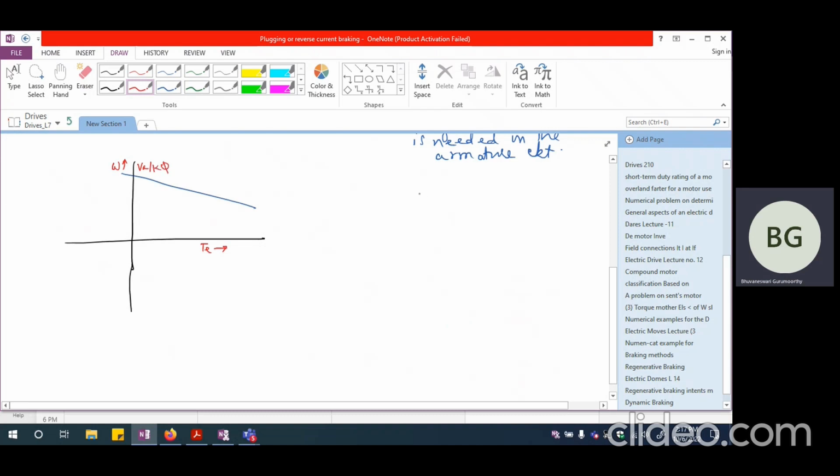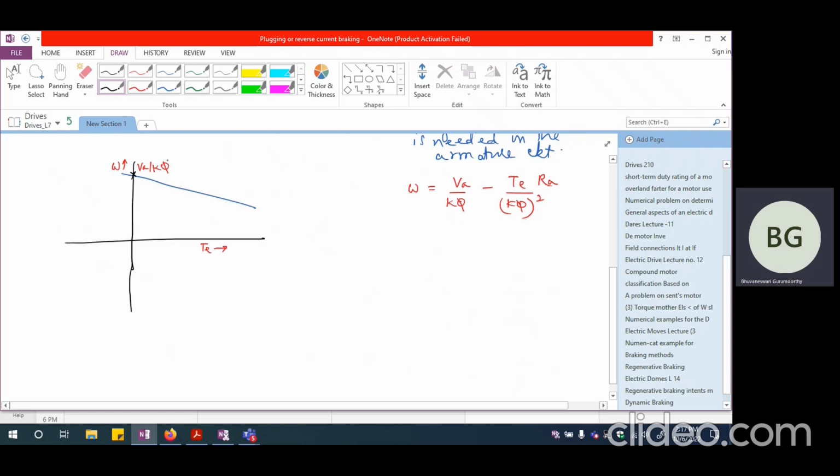If you may recall, we wrote the expression for speed as VA divided by Kφ minus TE divided by Kφ whole square multiplied by RA. This is what we wrote as the expression for speed. So this VA by Kφ is going to be the no load operating point. That is the speed at no load.